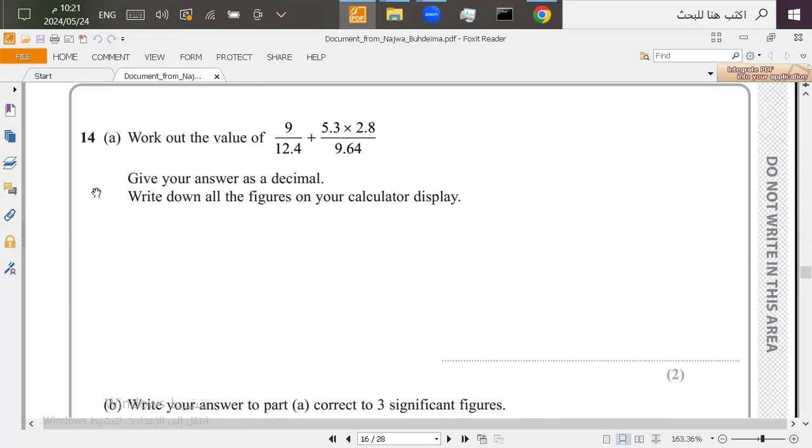So 9 over 12.4. You go out of the fraction, you put plus, make another fraction. We have 5.3 on the numerator times 2.8. You go down, you write 9.64. Now you write the total number that you have in your calculator, which is, let me write it here. You don't have to write any steps here. They just want you to use the calculator. 2.26522255385. And this is the total number that I got in my calculator. Now let's move on to the next question.